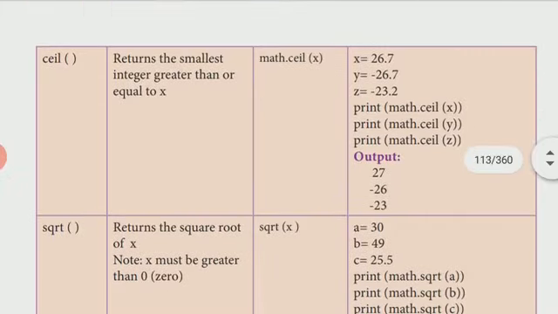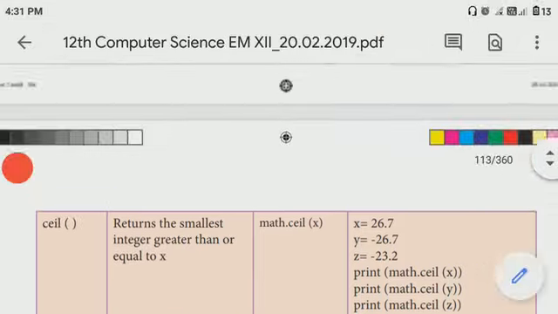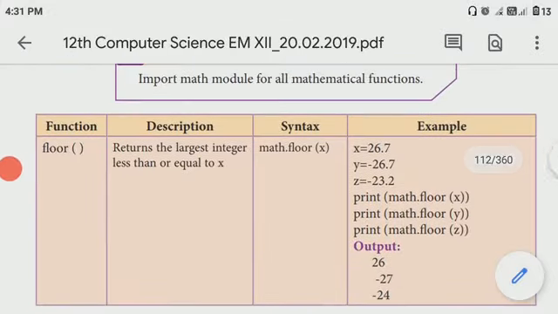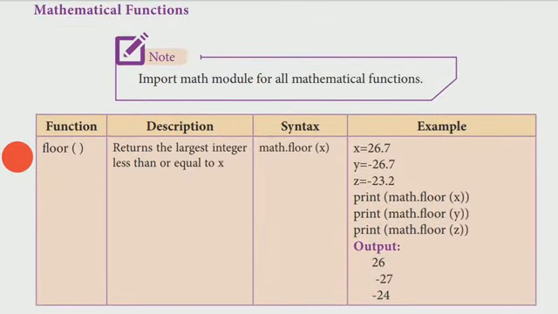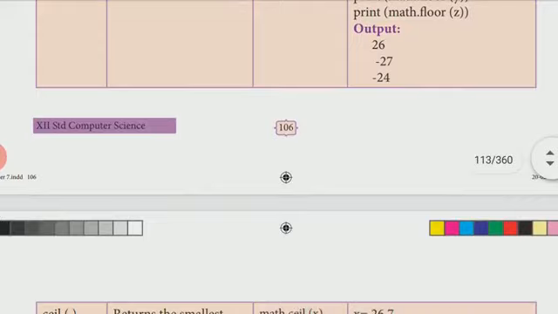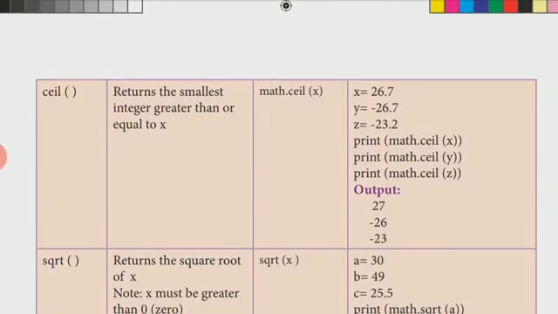Next one is ceil. This is also a function, which will return the smallest integer. Here in the floor function it returns the largest integer, so the x value becomes 26. In this ceil function, it will return the smallest integer greater than or equal to x, so it will become 27. So math.ceil of x, this is the format.